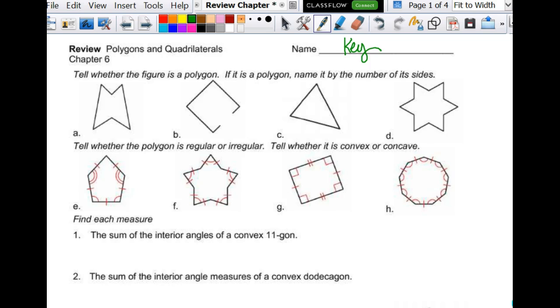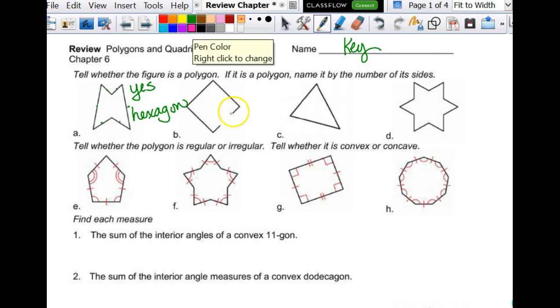So it says, tell whether the figure is a polygon. If it is a polygon, name it by its number of sides. So A falls under the category. It's a closed figure, got the line segments. So we're going to go with yes for A. And then to name it, we need to know how many sides it has. 1, 2, 3, 4, 5, 6. So it has 6 sides, which means it's a hexagon. Probably not what you picture when you close your eyes and think about hexagon, but that's a hexagon.